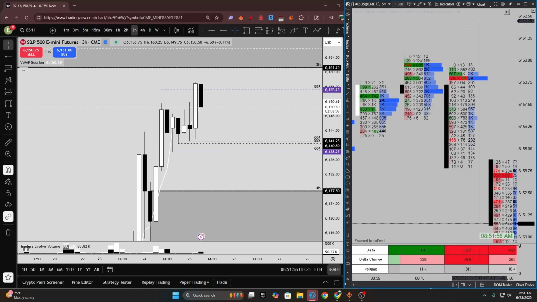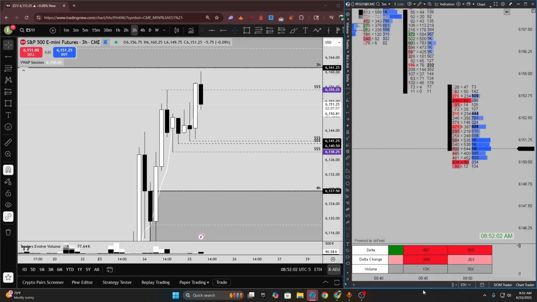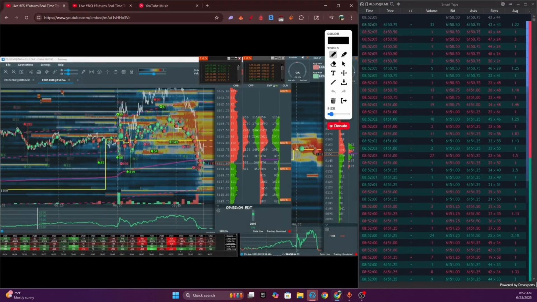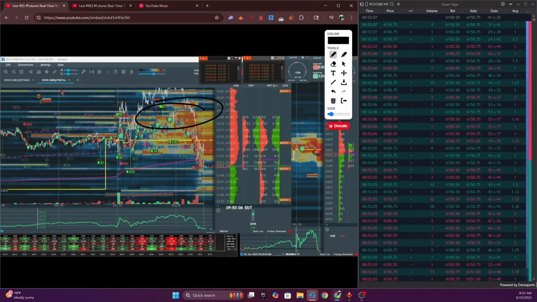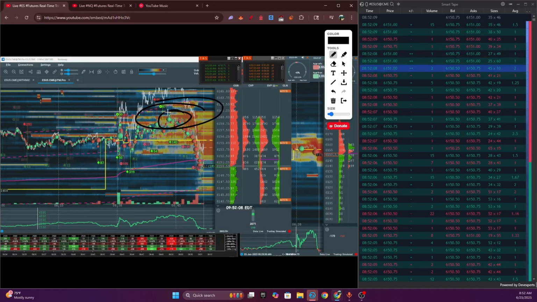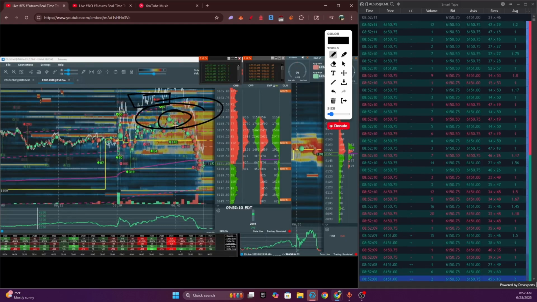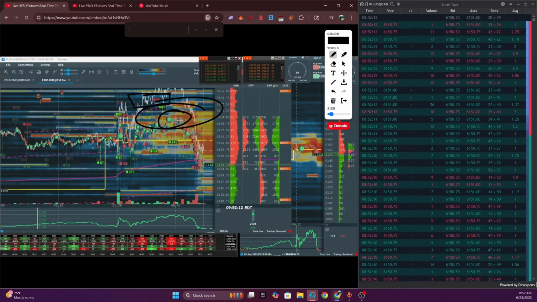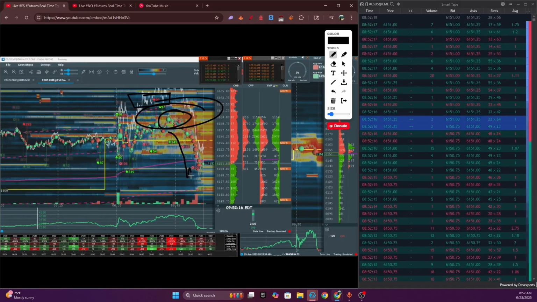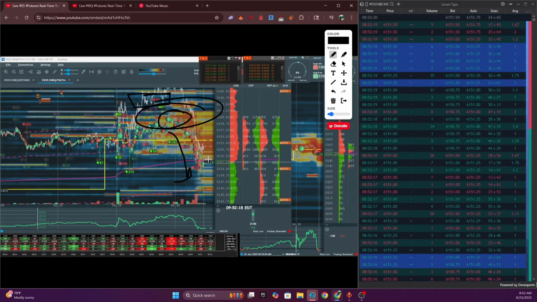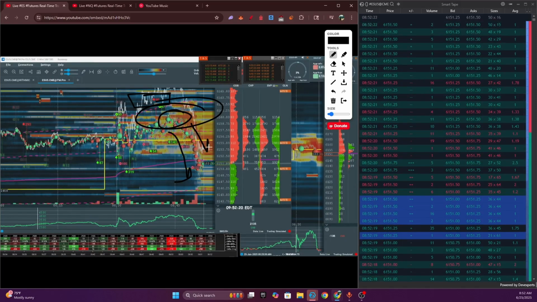But you're seeing absorption, clear absorption here at this level. And now price is trying to go down. On Bookmap, you can see that getting absorbed up here with large amounts of buy orders, sell icebergs preventing buyers from moving higher. And now price is breaking out towards the downside. And the spread of liquidity is moving with it towards the downside.